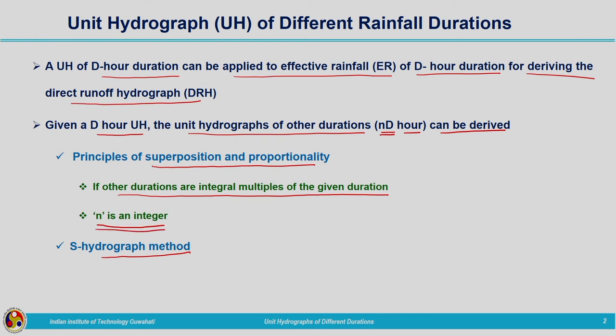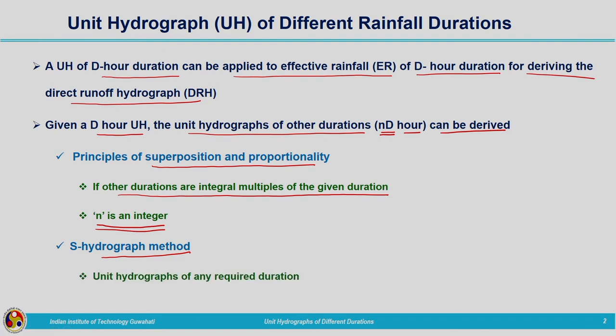But it can happen in such a way that we are having a 2 hour unit hydrograph. We are in need of a 3 hour unit hydrograph, because our effective rainfall is having a duration of 3 hours. The unit hydrograph which is available to us is of 2 hours, which is produced from an effective rainfall of duration 2 hours. But here the catchment is experiencing a rainfall of duration 3 hours. Then how can we derive the 3-hour unit hydrograph from this 2-hour unit hydrograph? In that case, n is not an integral multiple of the known duration. In that case, we can make use of S-hydrograph method.